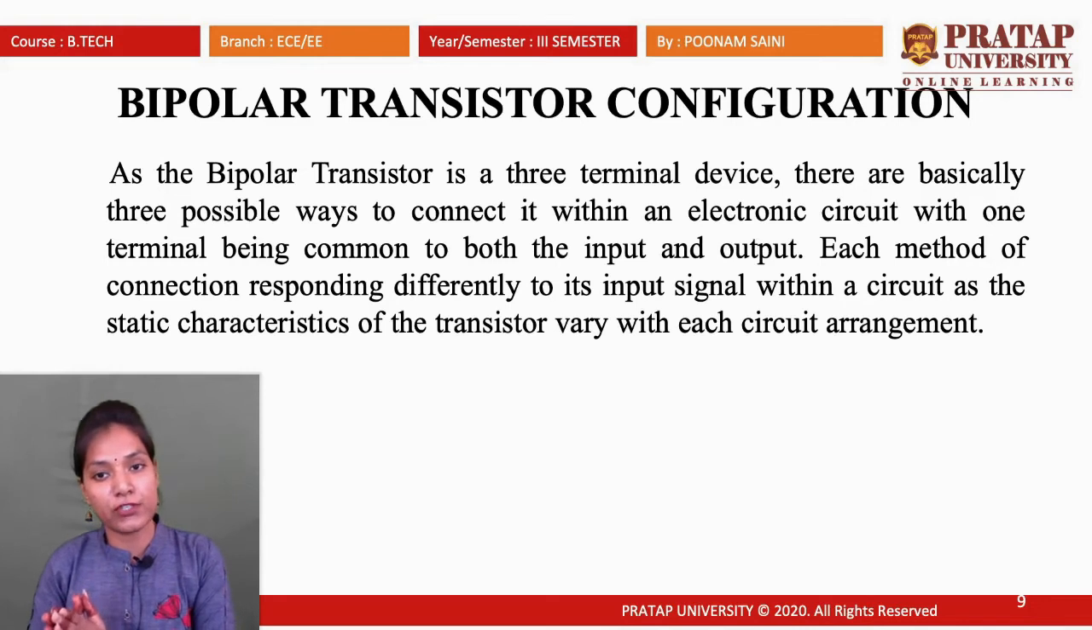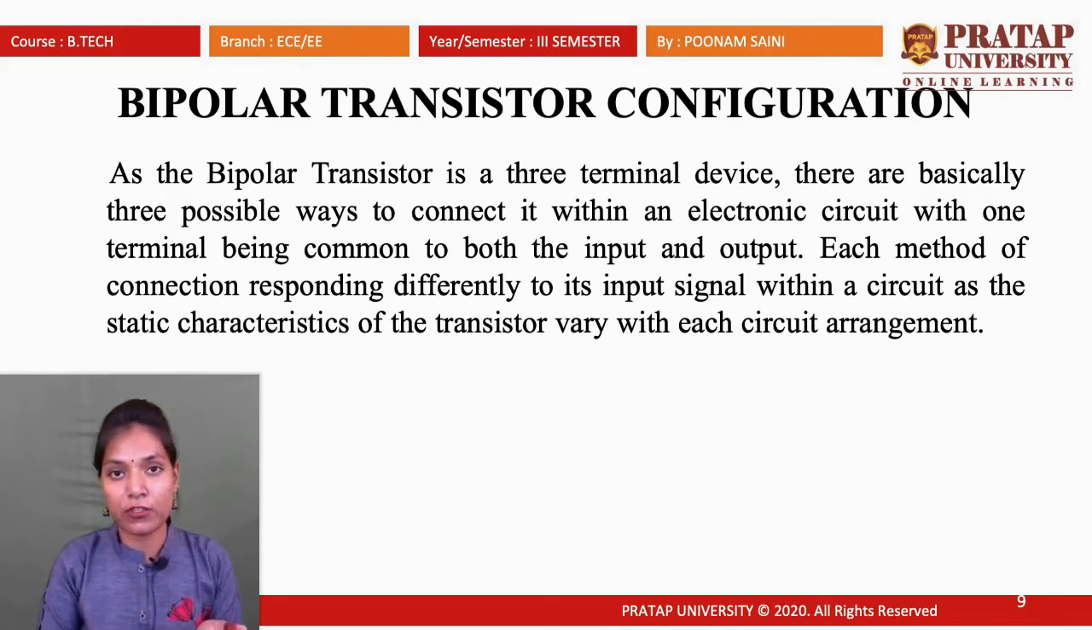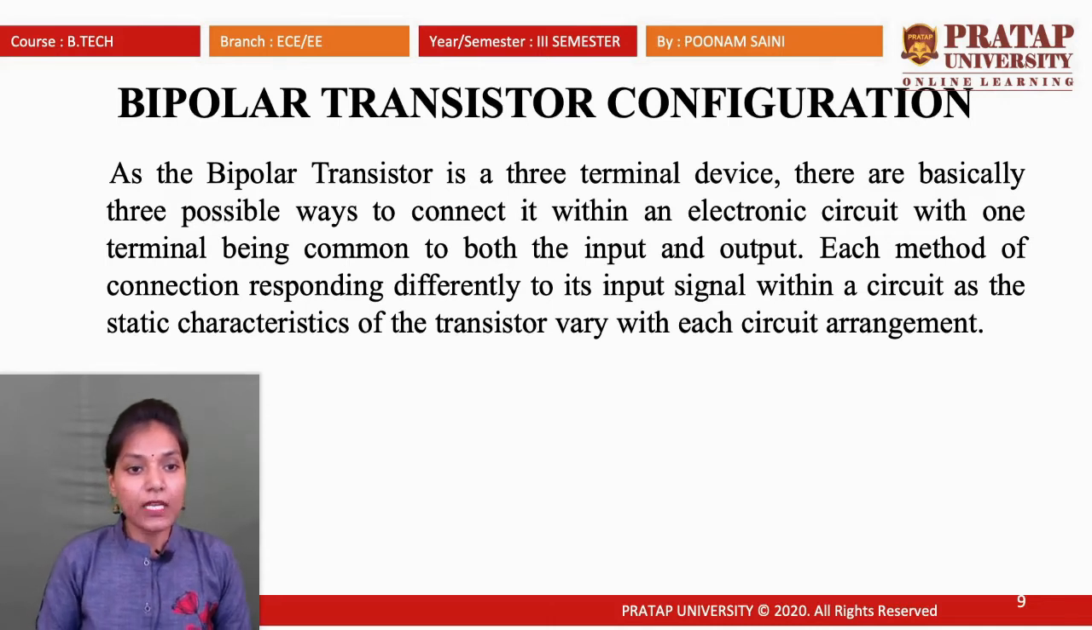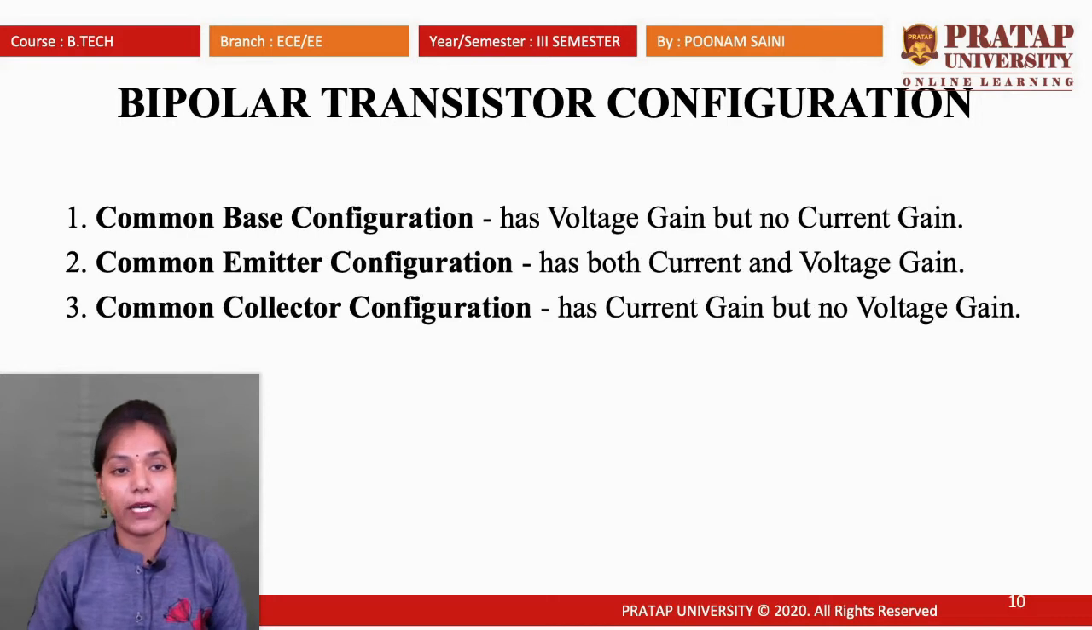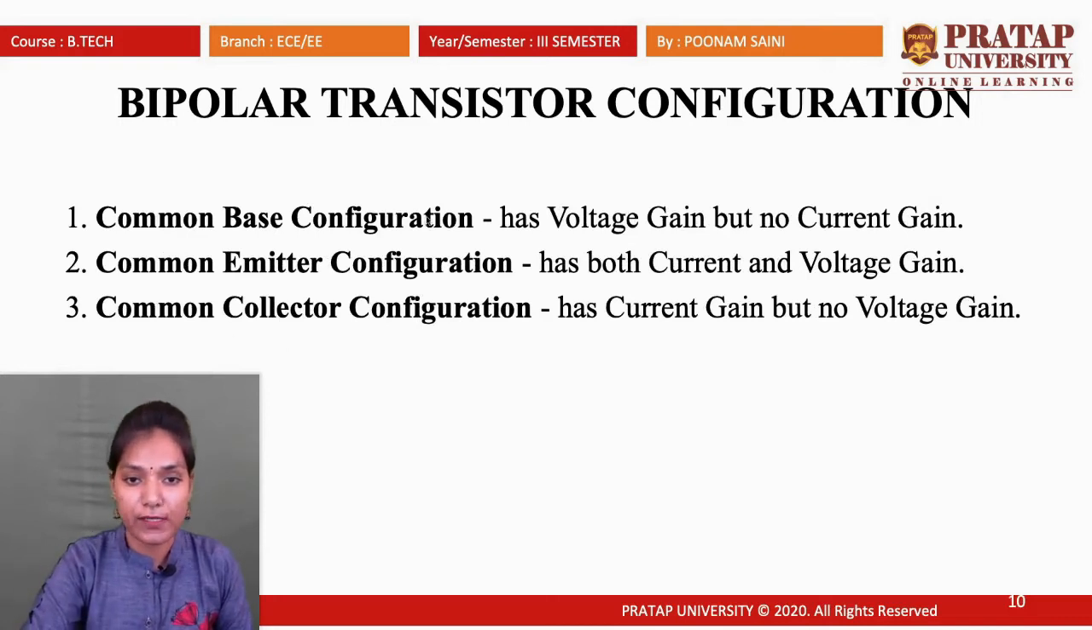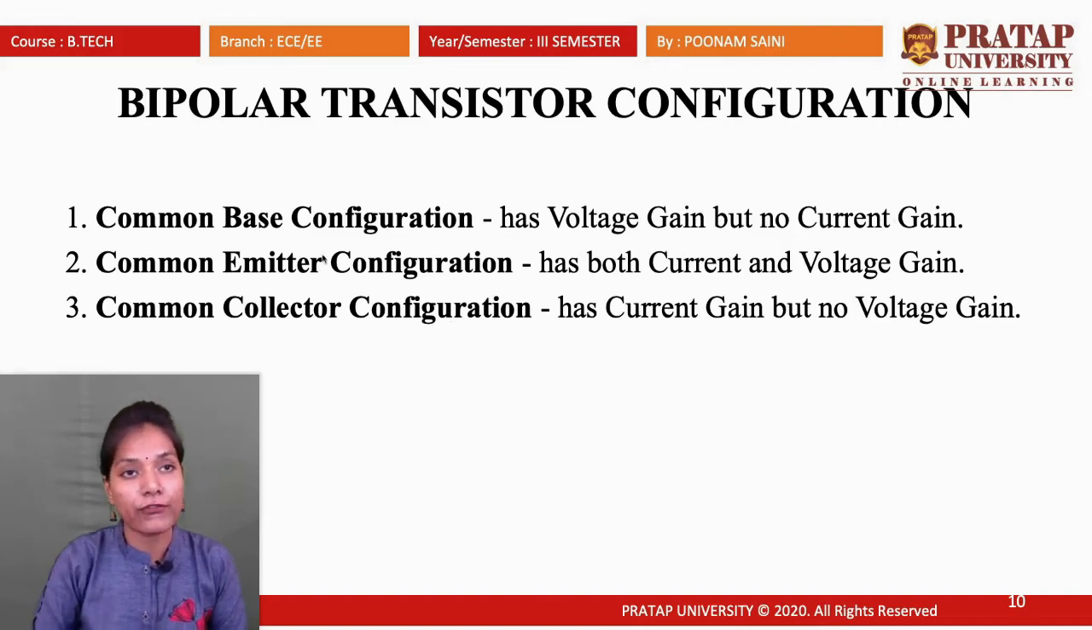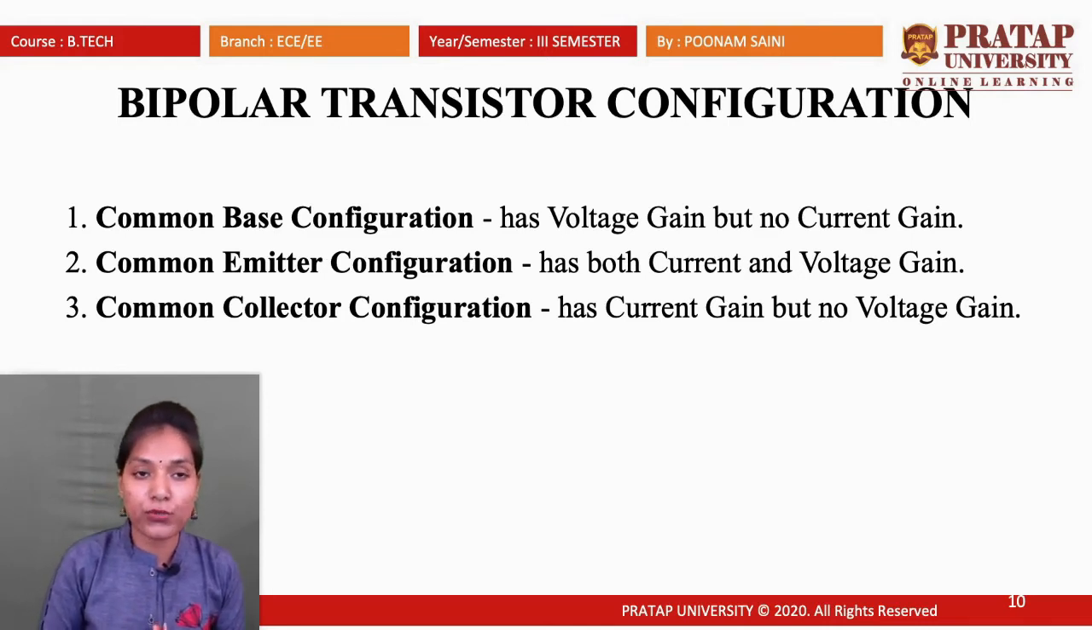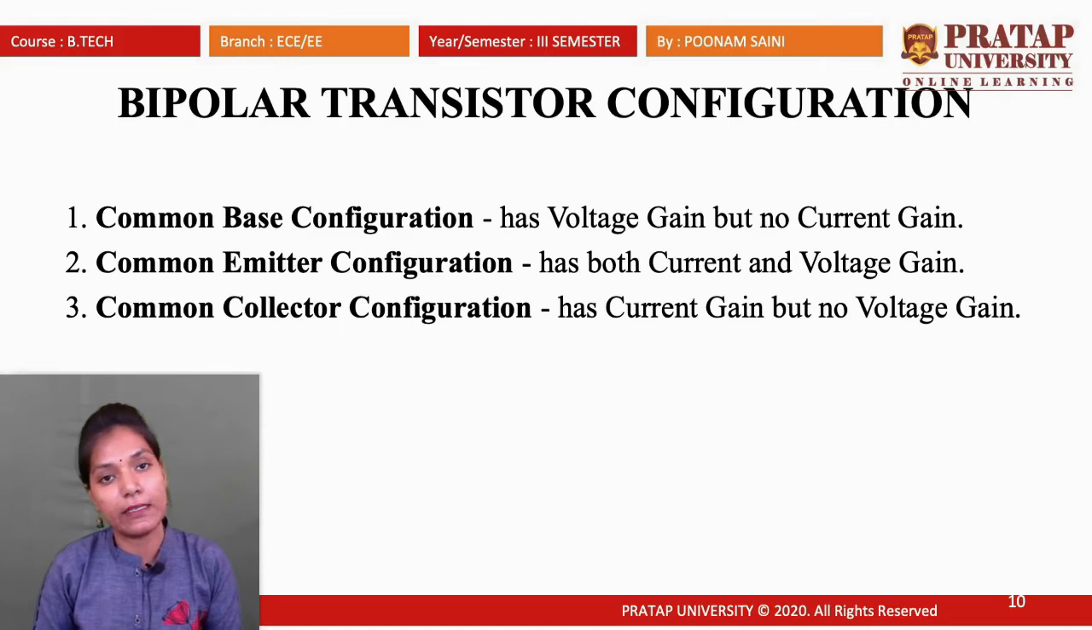So there are three configurations. In common emitter configuration, emitter is common in input as well as in output. In common base, base is common in input as well as in output, and in common collector, collector is common in input as well as in output. Now you can see that in bipolar transistor configuration, first, common base has voltage gain but no current gain. Common emitter configuration has both current and voltage gain, and common collector configuration has current gain but no voltage gain. That is why common emitter configuration is widely used, and it is also used in the amplification process, because it has both current as well as voltage gain.